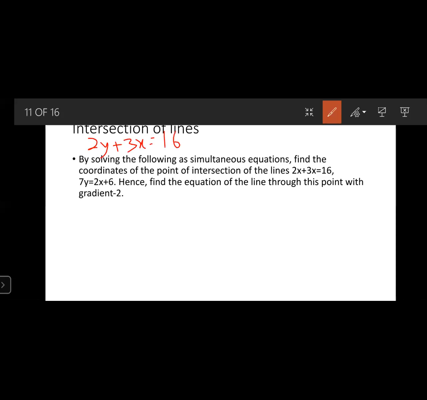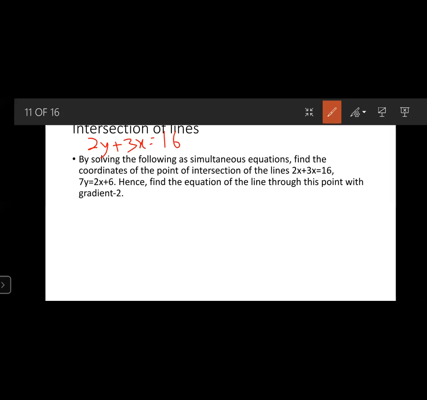And this is the second one: 7y equals 2x plus 6. In such a case, what do we do? We want to solve the equations simultaneously. Then they say, hence, find the equation of the line through this point with gradient of minus 2. So what you just need to do is solve the two equations simultaneously.